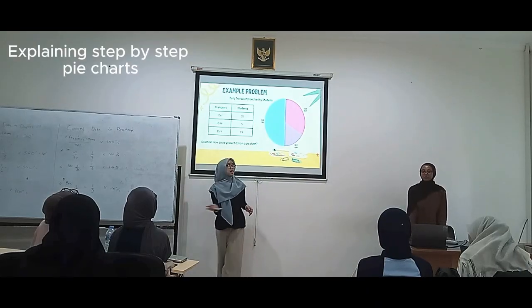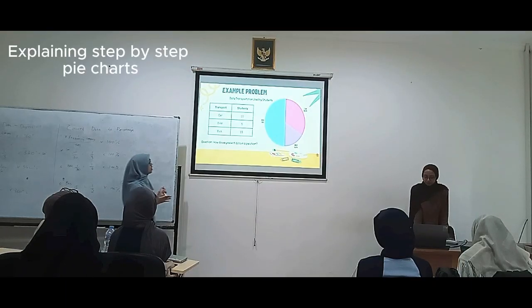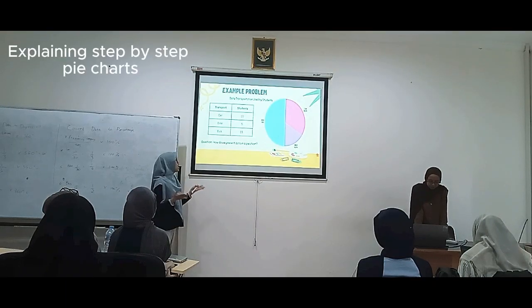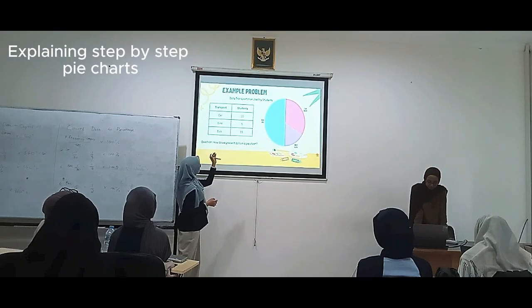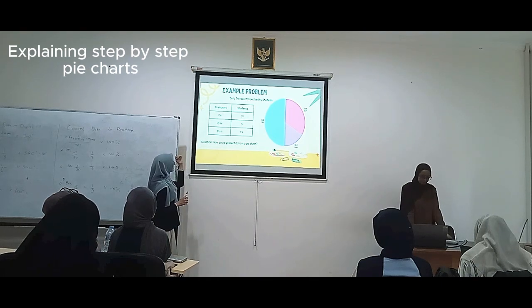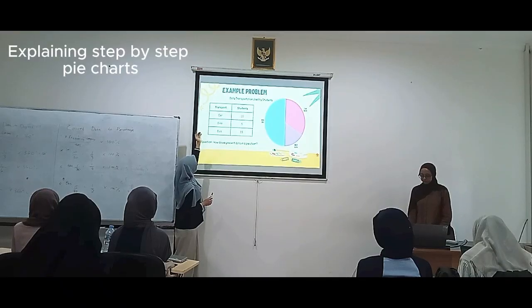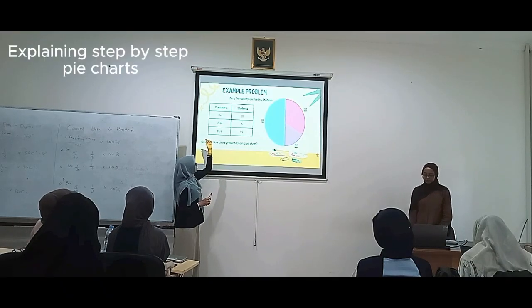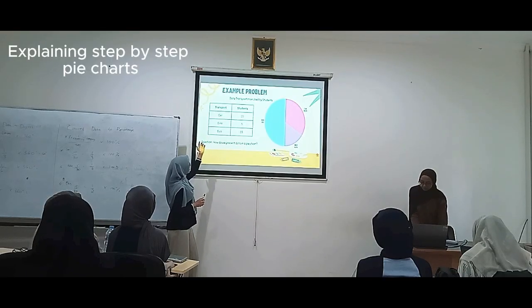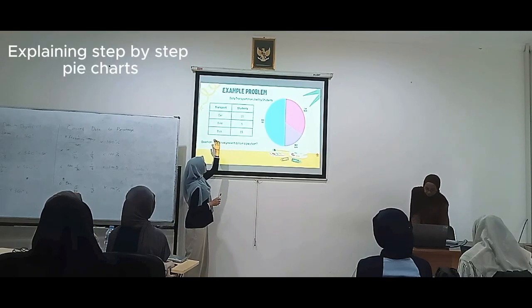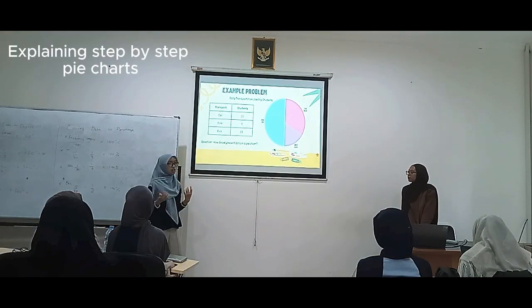From this data, I have a set of problems on how to convert data to a pie chart. Data transformation: transport used by students. This table is data about transport used by students. First, car is 10 students, bike is 5 students, and bus is 15 students. So how do you present data in a pie chart? Do you know?